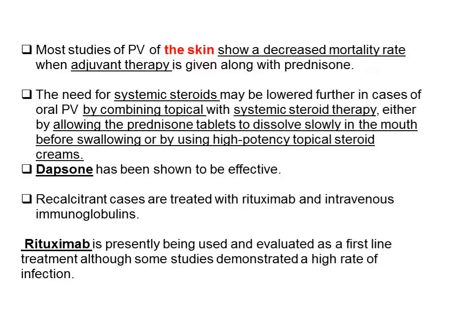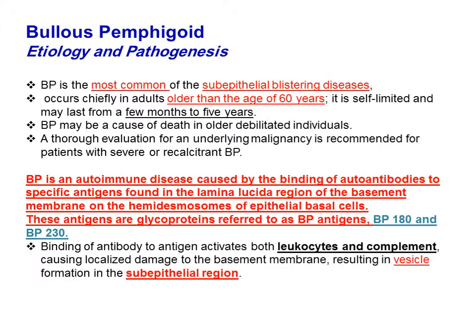Dapsone may be used and shows effective results. Reluctant cases are treated with rituximab and intravenous immunoglobulin. Rituximab is presently or recently used as a first line of treatment, although studies demonstrate a high rate of infection associated with rituximab.